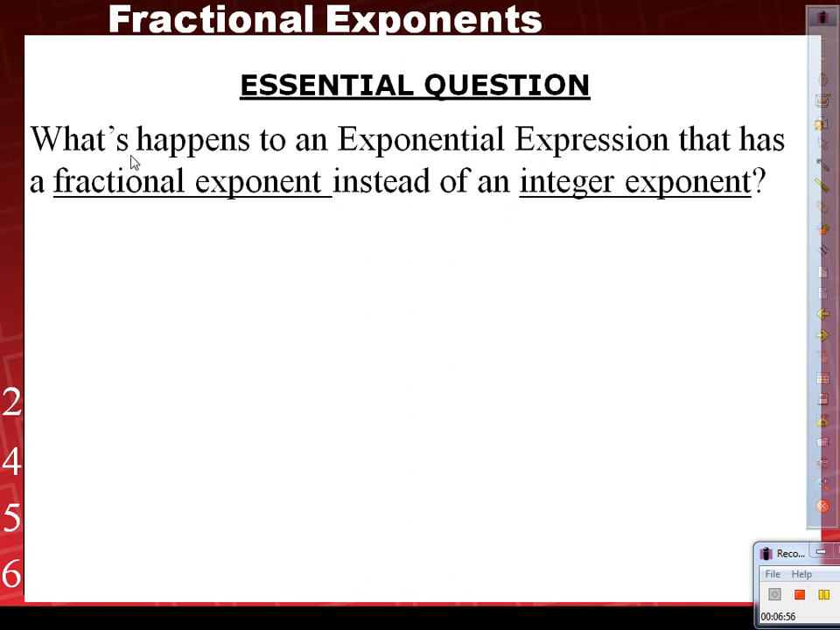Here goes the question again. What happens to an exponential expression that has a fractional exponent instead of an integer exponent? Last week we did integer exponents, right? Today we're going to do fractional exponents. So check this out. This question you're going to use to fill out your summary section on your notes.